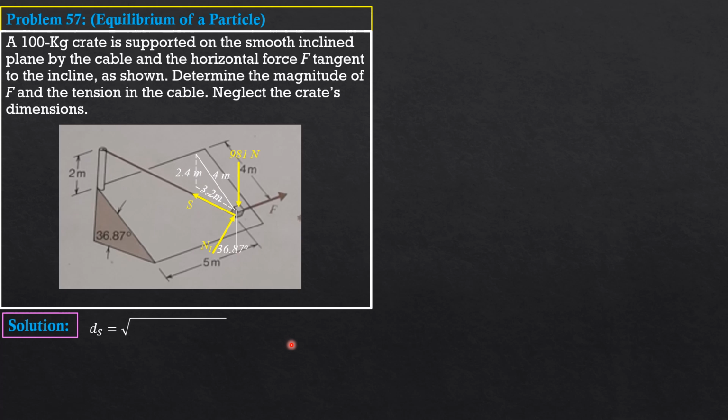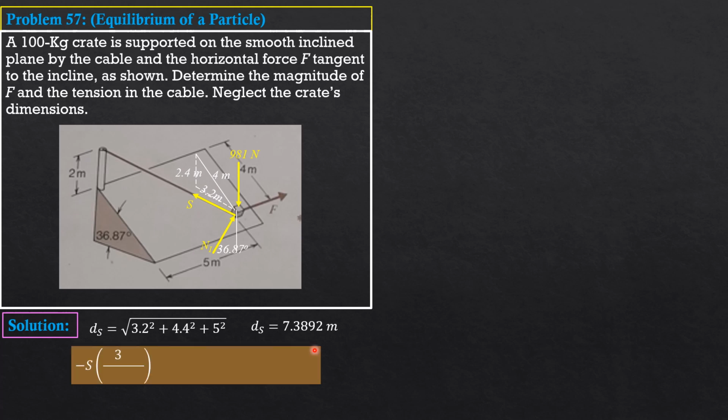So therefore, distance S is square root of 3.2 squared plus 4.4 squared plus 5 squared, where 4.4 is this one, 2.4 plus 2. So our x-axis would be this axis here. Our y-axis is vertical, and our z-axis is this direction, forward or backward. So distance S is equal to 7.3892 meters.